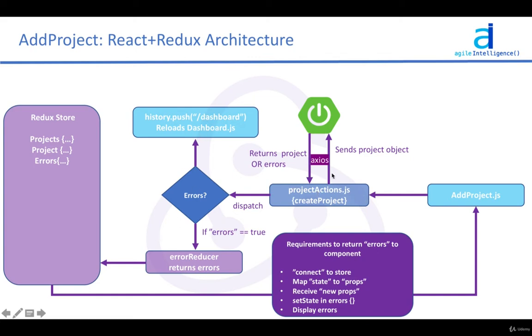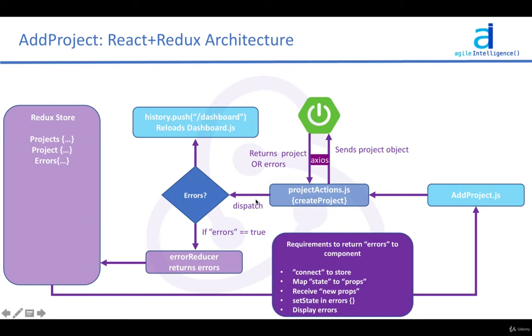Now, if we send garbage, if we send a bad project, then our Spring Boot application is going to come back with an array of errors. And I'm pretty sure you remember when we were working on Postman, we got an object containing the errors. Now, if we get errors, then our project action is going to dispatch, and this is a keyword, and this is what we're using thunk for. And once we install it, you'll see what I'm talking about.